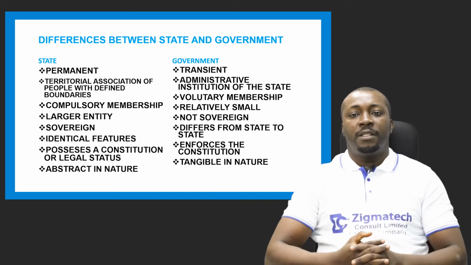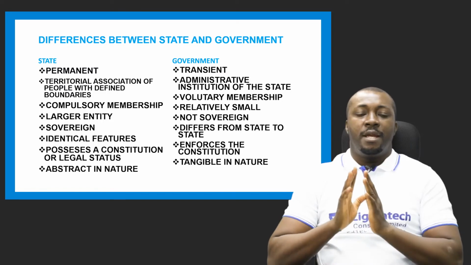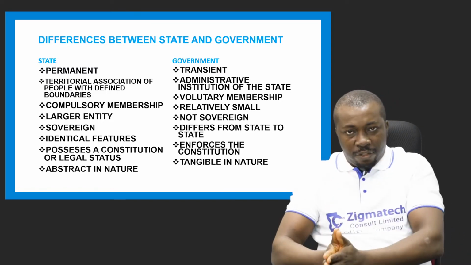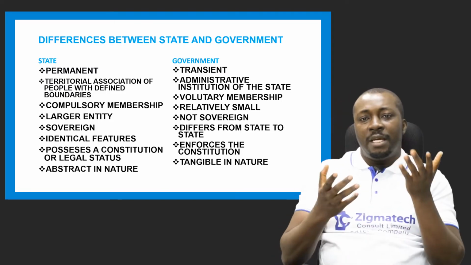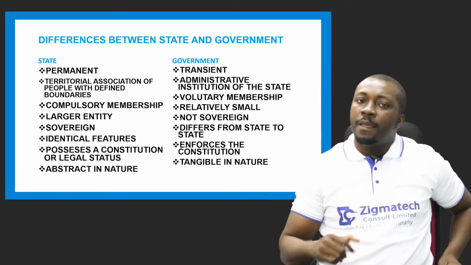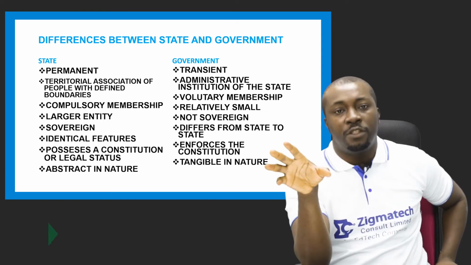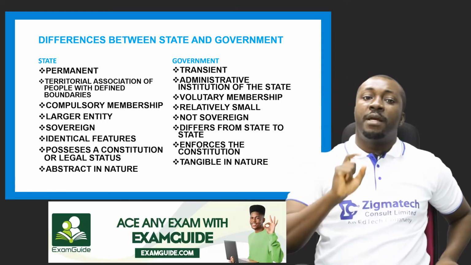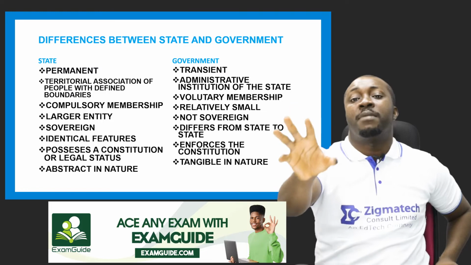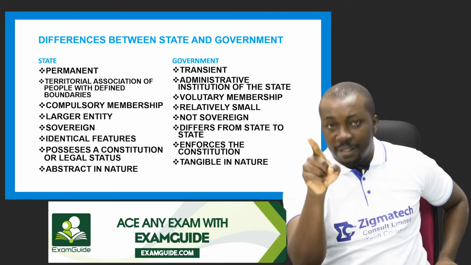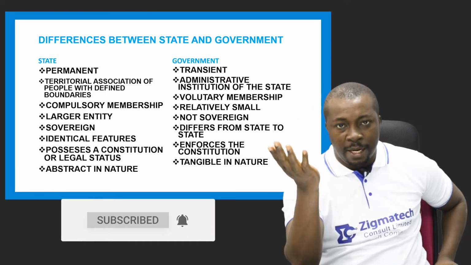Also, the state possesses a constitution or legal status, while the government enforces the constitution or the laws of the state. Then the state is abstract in nature, in the sense that you can't go and touch it and say, this is the state. The state manifests in its features and characteristics. While government itself is tangible. You can see members of the government and go and touch them and say this is the government. You can point a finger, but the state is more abstract, more imaginary in nature.